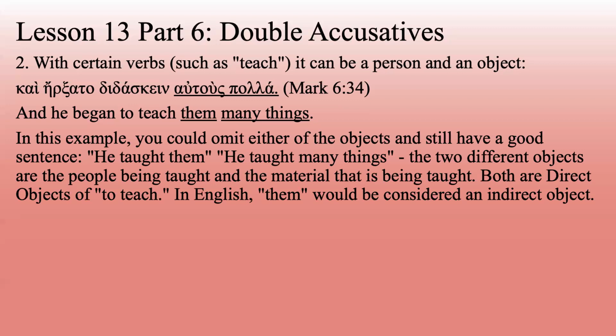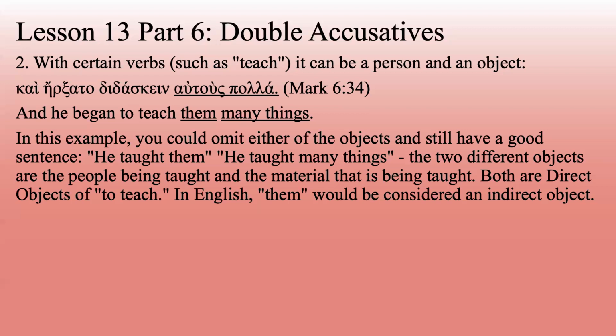Now, as I just said, in this example, you could omit either of the objects and still have a good sentence. He taught them or he taught many things. The two different objects are the people being taught and the material that is being taught. Both are direct objects of "to teach" in Greek. However, in English, "them" would be considered an indirect object. It's not an indirect object in Greek, though.